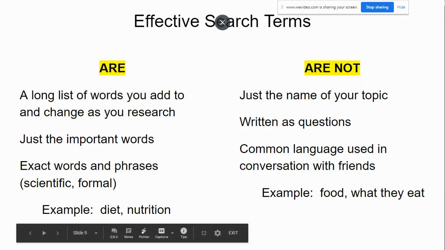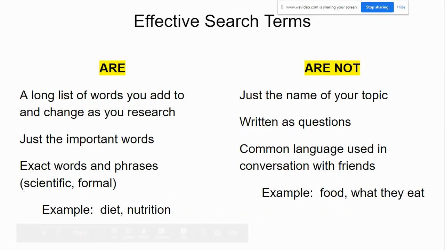Effective search terms have some specific qualities to them. So they are a long list of words that you add to and change as you research. You are constantly learning, you are constantly developing your search vocabulary throughout this whole school year. They are not just the name of your topic. They are just the important words.